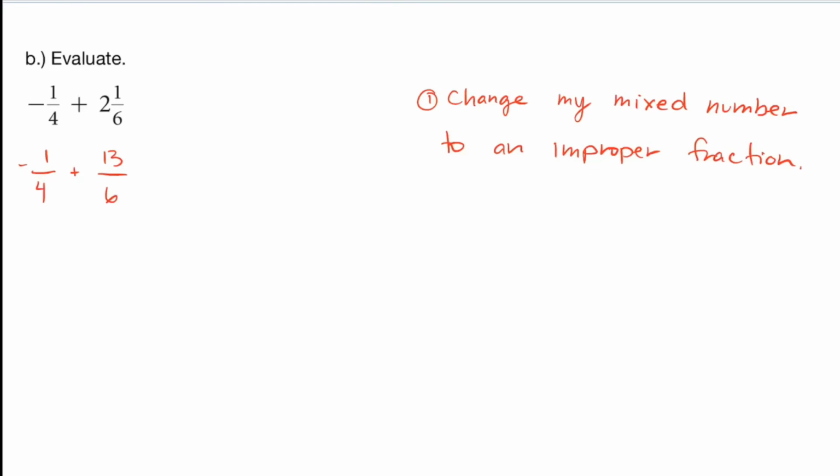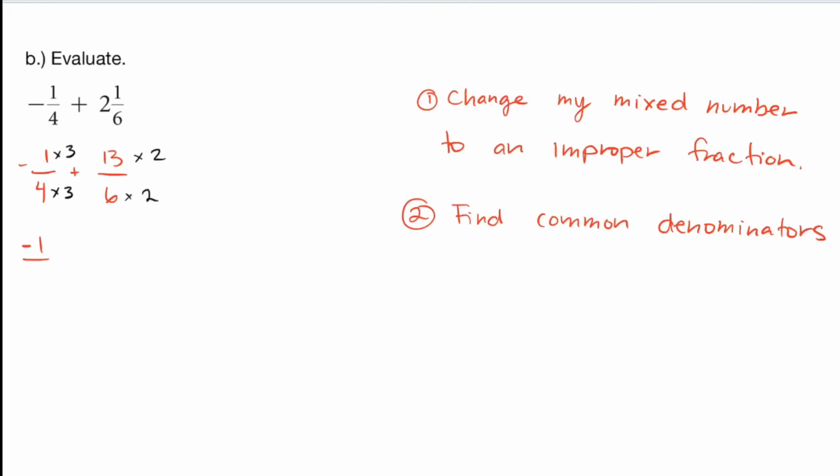All right, so my second step, find common denominators. I need to find common denominators between 4 and 6. I realize that 12 is the common denominator, so I need to multiply 6 by 2, but I also have to multiply the numerator by 2. 4 times 3 will get me 12. I have to also multiply the numerator by 3. So this is what I'm going to get for my new fraction.